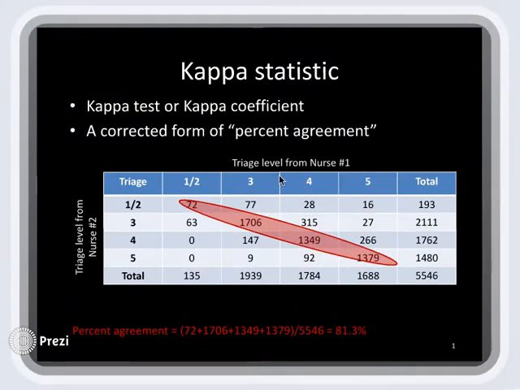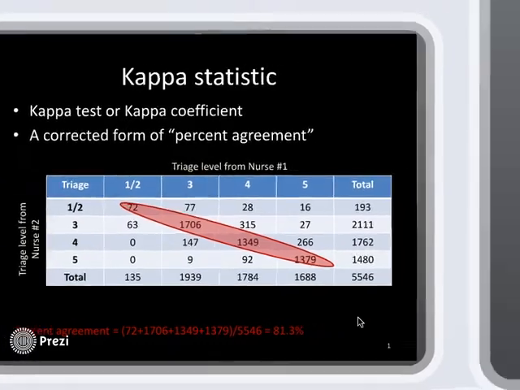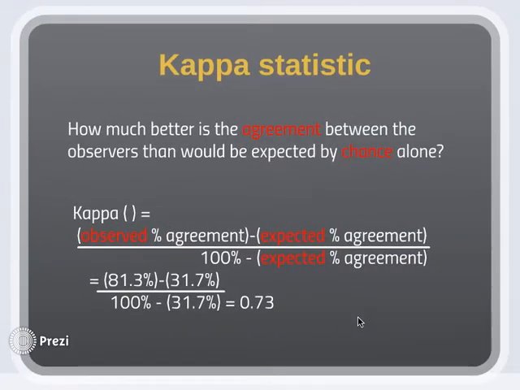So here's the triage example. Say we have a four-level triage database here. You just do your elementary school calculation. You find out the percent agreement is only 81%. Actually, I'm sorry, 81.3%. And for the kappa statistic, you take out the expected percent agreement, which is actually 31% in this study, and you have a kappa of 0.73. So what does that mean?